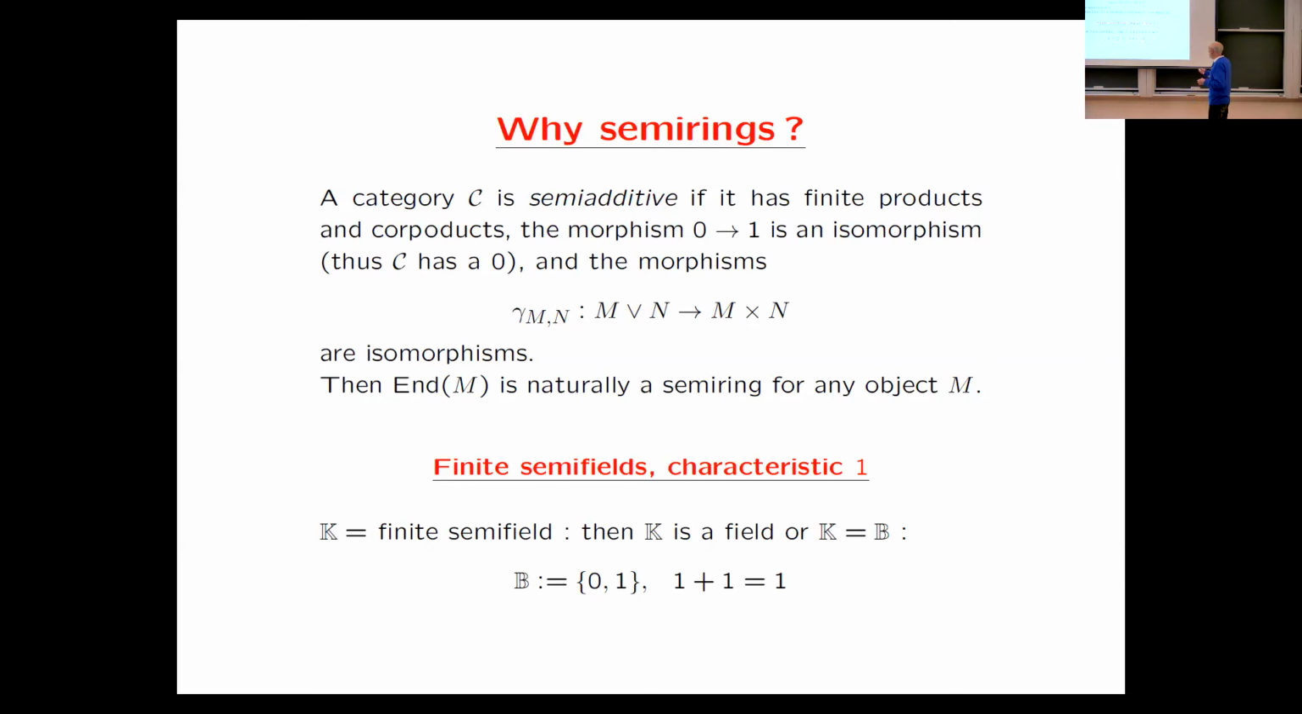And so, in fact, what happens is that when you look at a semi-additive category, which is a category which has finite products and co-products, what you find out is that the endomorphisms of any object form a semi-ring. And the semi-ring is nothing complicated. You just drop the negative in the addition.